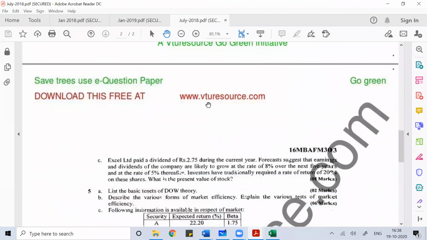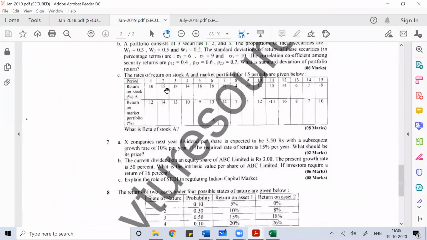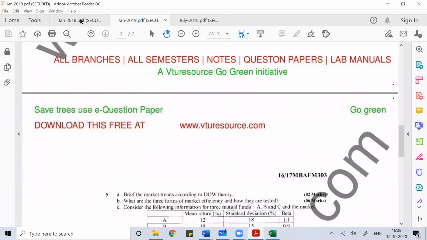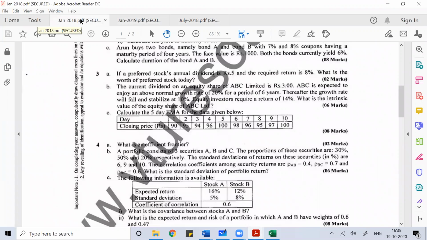Now, if I open January 2019 also, this numerical came. You can see the question number three, part B. So the purpose of telling you this is that this concept is very important.